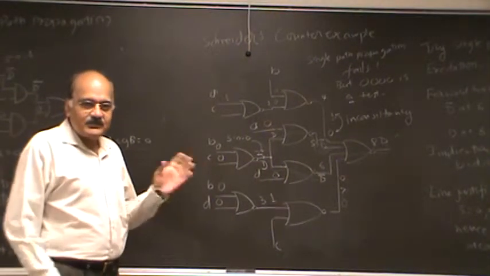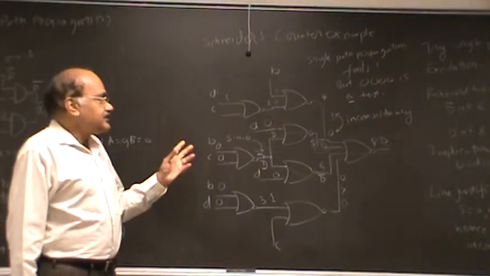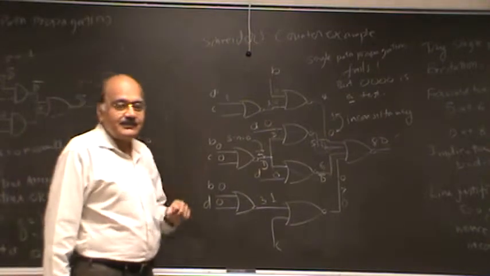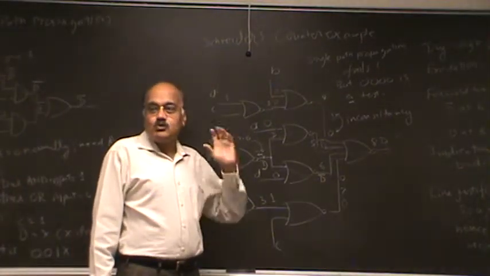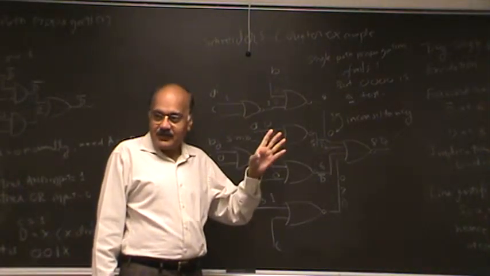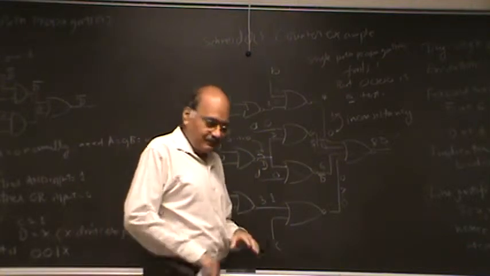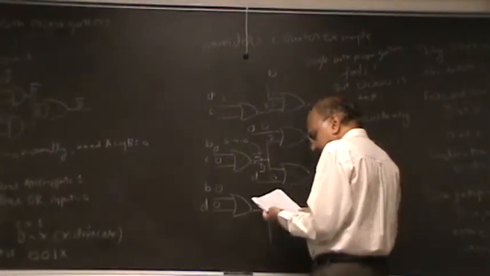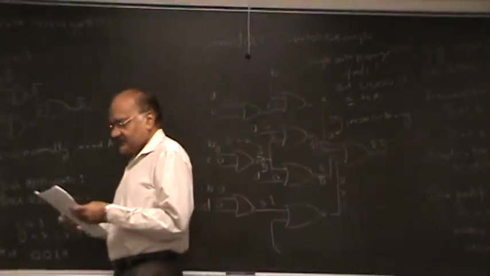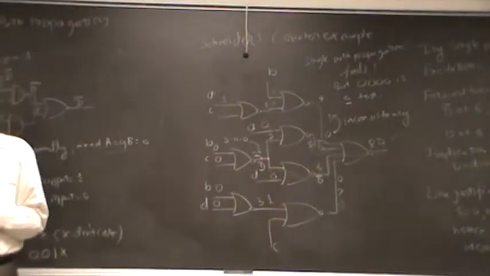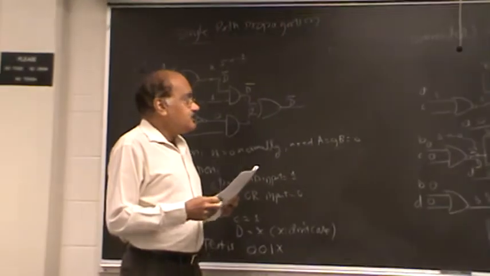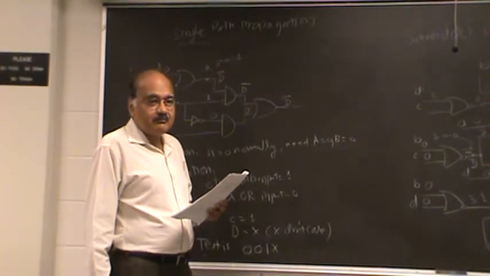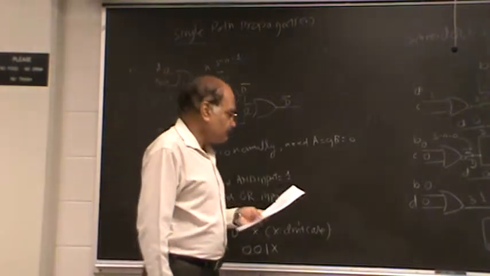So basically the conclusion is, sometimes a single path may not work, and you may have to try to propagate the error through multiple paths at the same time. That's the idea. And that brings us to the next thing, which is the D algorithm. The D algorithm is the famous algorithm that was given by John Roth.